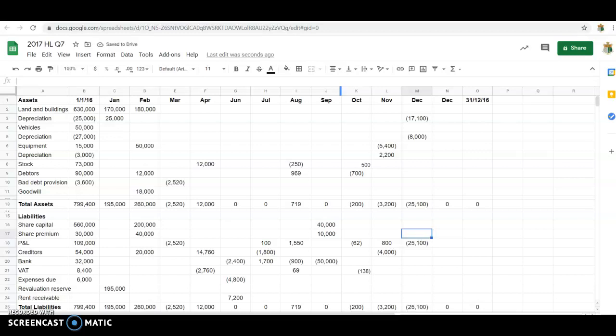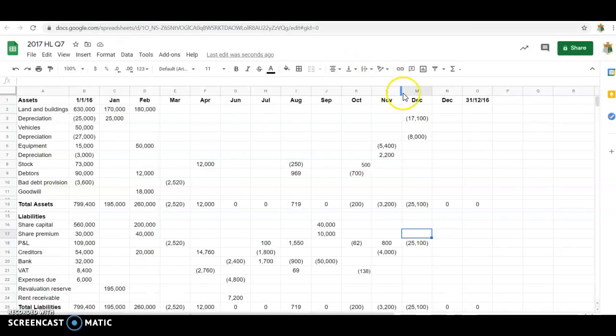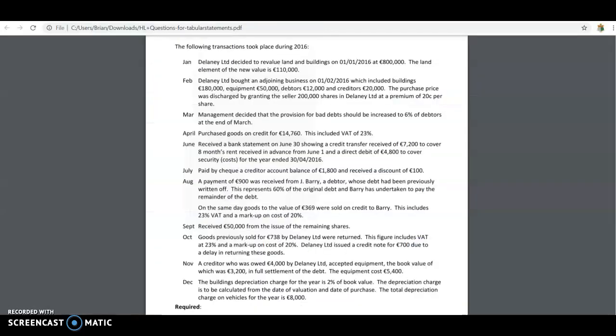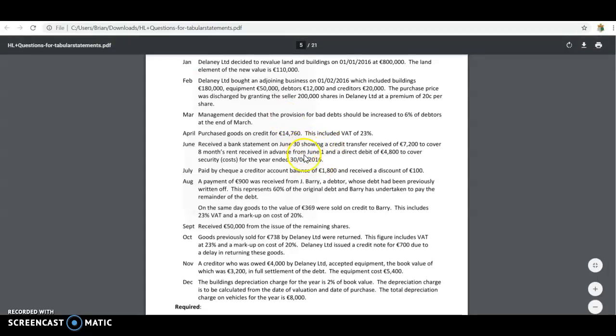As I said, the other bit that I need to do in December, I think the official solution does it all in one column. I've split it out here. I think it makes it a bit easier to follow, but either approach is fine. So June: received a bank statement showing a credit transfer of 7,200 to cover 8 months rent received in advance from the 1st of June.